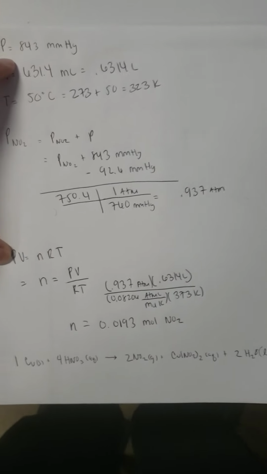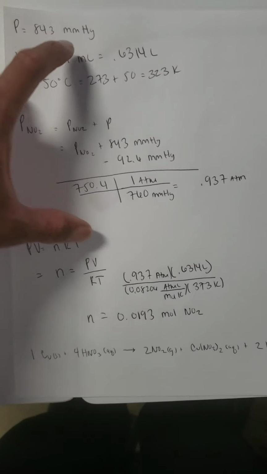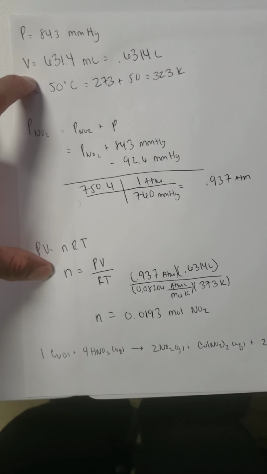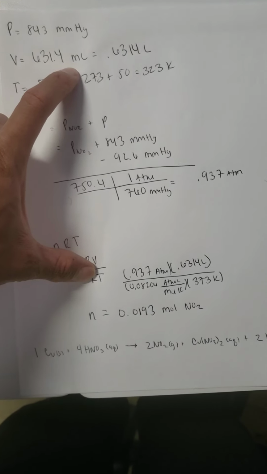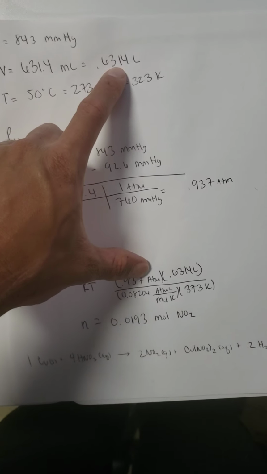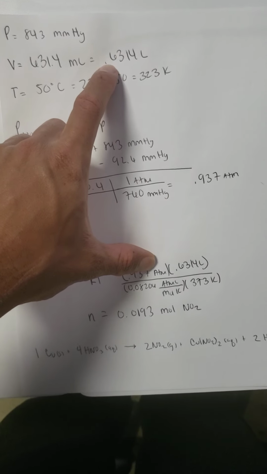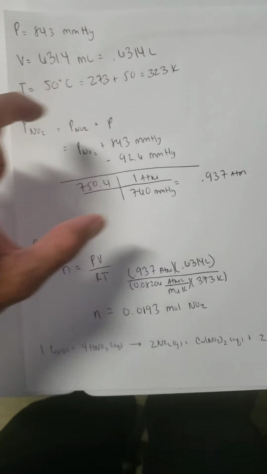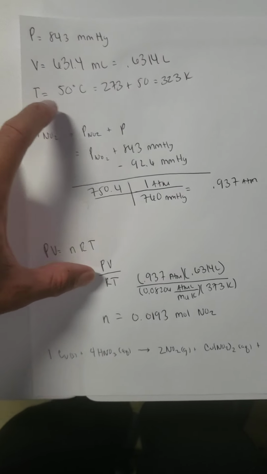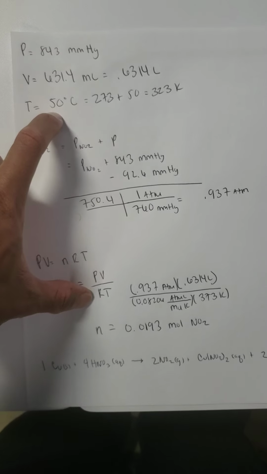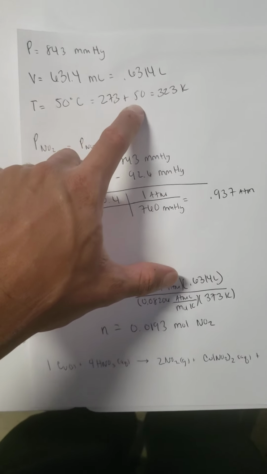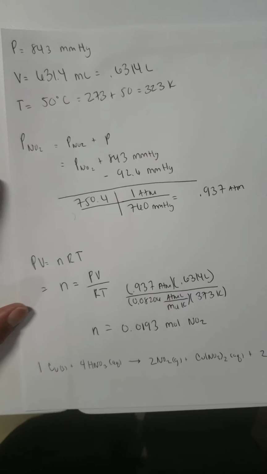What's given is our pressure of 843 mmHg. We have the volume of 631.4 milliliters. Now I immediately convert that to liters, just moving the decimal point over to 0.6314 liters. Our temperature, what's given is 50 degrees Celsius. We're going to immediately turn that into Kelvin. We're just going to add 273 plus 50 to get 323 Kelvin.